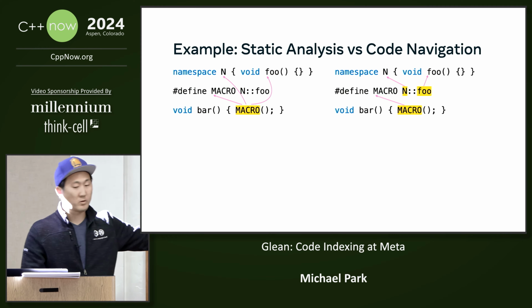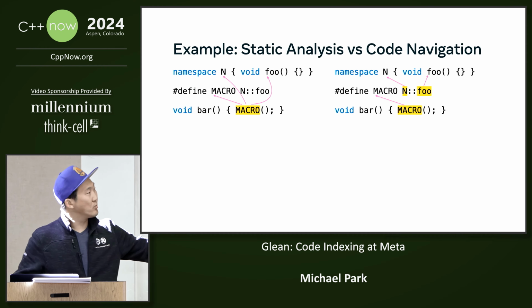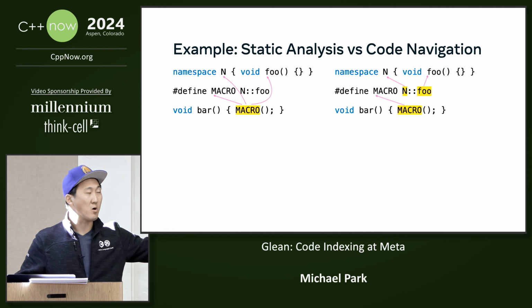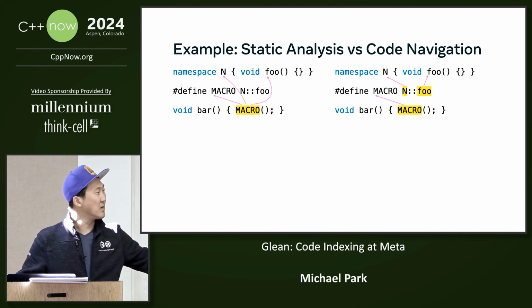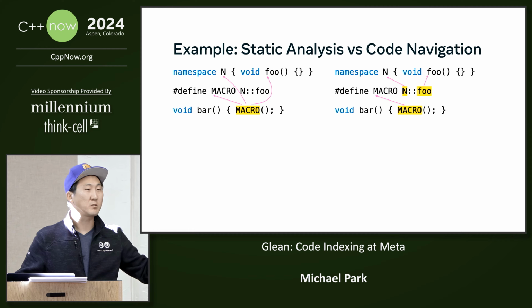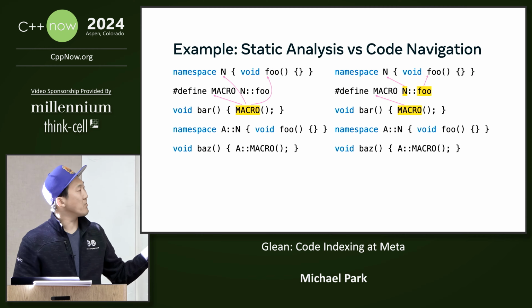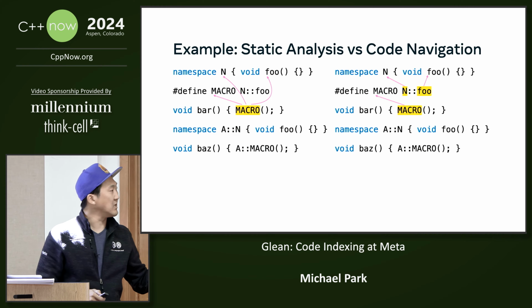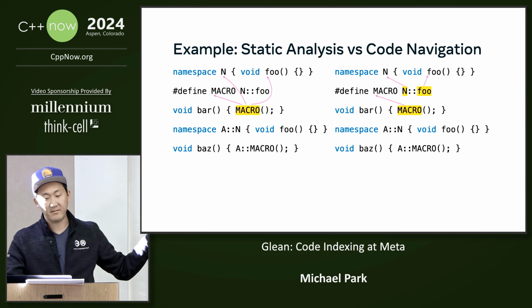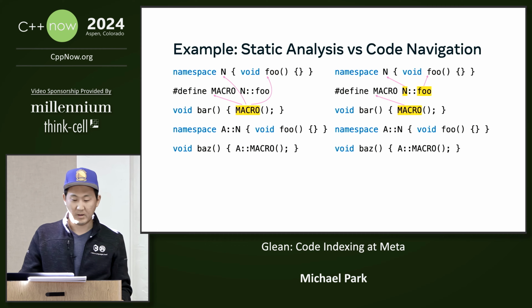Okay, so the question is, can't we actually use the code navigation kind of model to do static analysis? Because transitively, if we say bar refers to macro and macro refers to foo, then can't we just deduce the fact that bar refers to foo? The problem is macros are horrendously evil, right? So you can have a different foo, a::foo, and that macro could be expanded right after an a::, right?